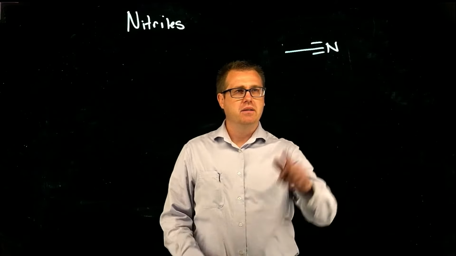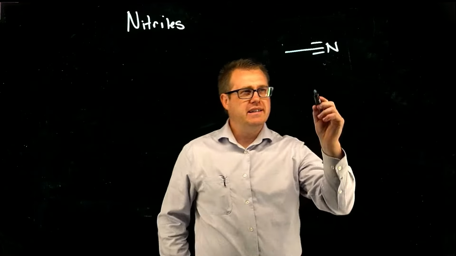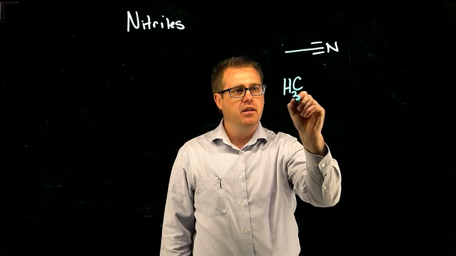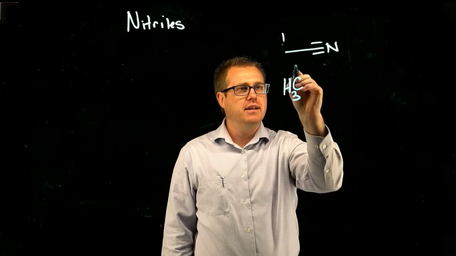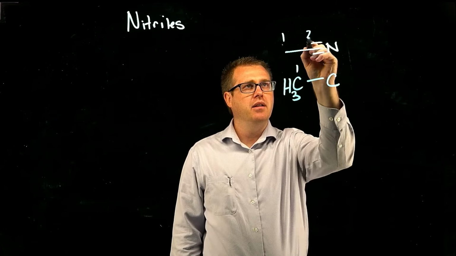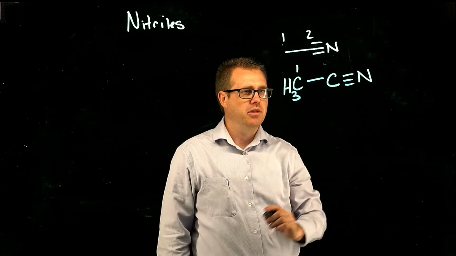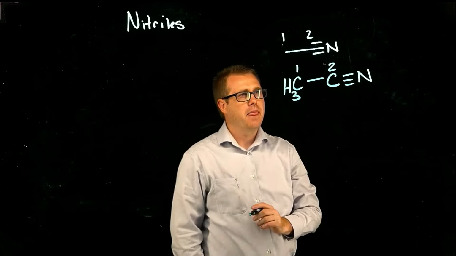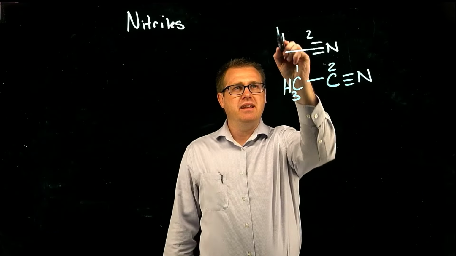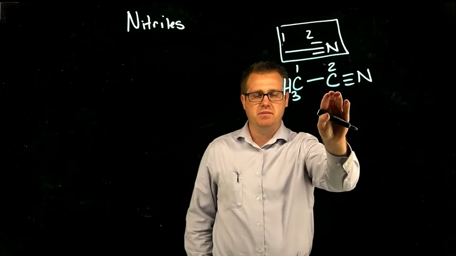Here we have a nitrile. Now, we could expand this nitrile out to look like this. That carbon 1 is that carbon, and then that is connected to a triply bonded carbon. So that's carbon 2. So you need to be able to look at this and see this below it.